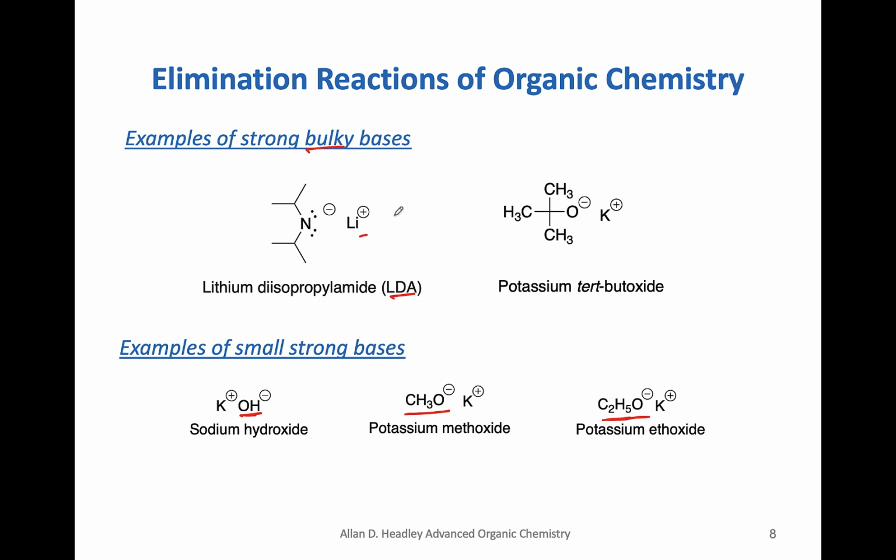So for these reactions, if you need a bulky base, LDA is typically used. And if you need a small base, potassium methoxide is typically used because it's soluble in organics, well, more soluble in organic solvents such as methanol compared to KOH.